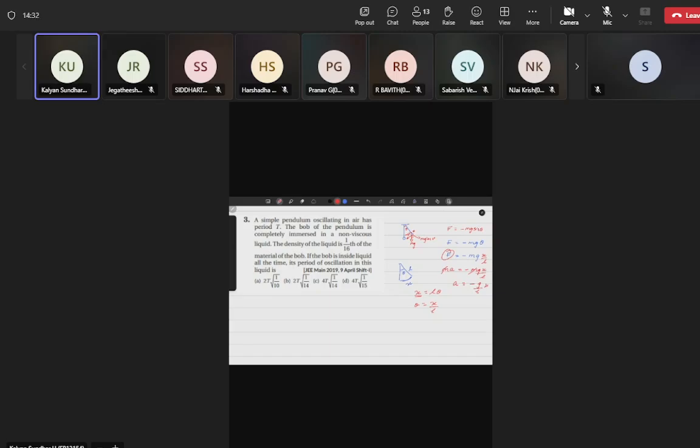This is in air. Now when I immerse this in the liquid, what additional force will be acting? Buoyancy force also will be there. In which direction? Upward direction. So mg as well as buoyancy will be there. mg is downward, buoyancy will be in the opposite direction, right? And you have to find the time period of that first, right? So relate both of them.